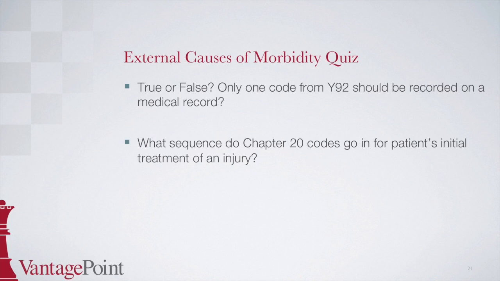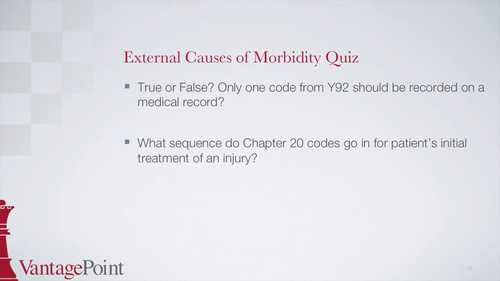Now it's time for our quiz. Our first question is true or false. Only one code from Y92 should be recorded on a medical record. The second question is, what sequence do Chapter 20 codes go in for a patient's initial treatment of an injury? You can pause the webinar to write down your answers and then hit play to find out if you were correct.